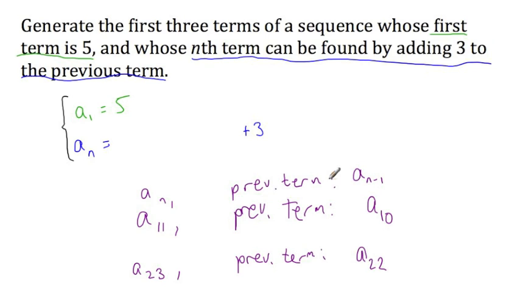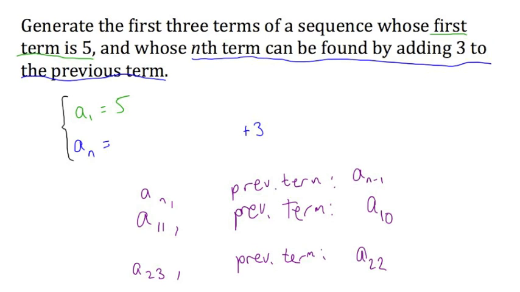This means that we're looking here at the nth term, and this a sub n minus 1 means that we're looking at the term that comes before. Now it's very important to note that this minus 1 is still in the subscript. This does not mean that we're subtracting 1 from the term. It simply means we're looking at the term that came before.